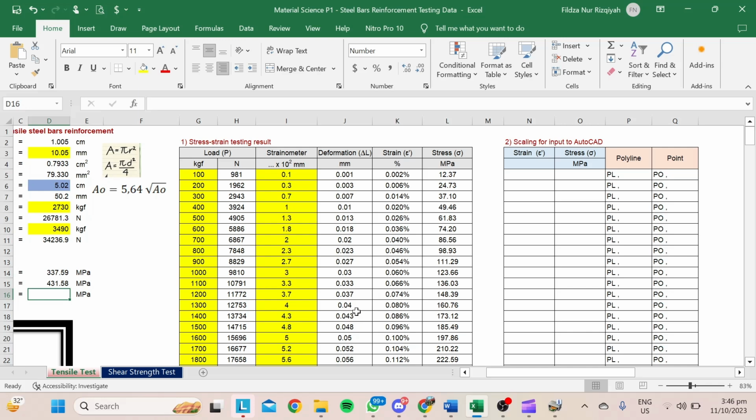Next, we have to adjust the scale between stress and strain so that AutoCAD will be able to read the data, because this strain data relatively has small nominal, for example 0.0000 something. So we have to adjust the scale so that the curve can be seen. This scaling is only to form a curve pattern. For calculations, we still use the original data or numbers.